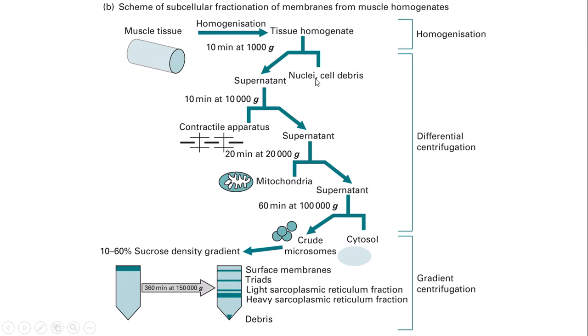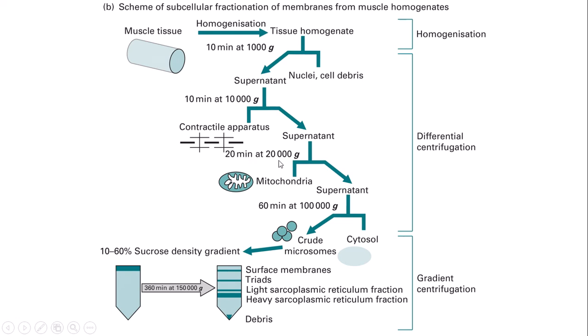The nuclei settle in the pellet, and the supernatant we take in a further tube, and again we perform the same differential centrifugation, 10 minutes at 10,000 G. In this process the contractile apparatus is separated, and the next part is the supernatant. We move the centrifugation further with the supernatant. Then the next part is centrifugation of the supernatant for 20 minutes at 20,000 G.